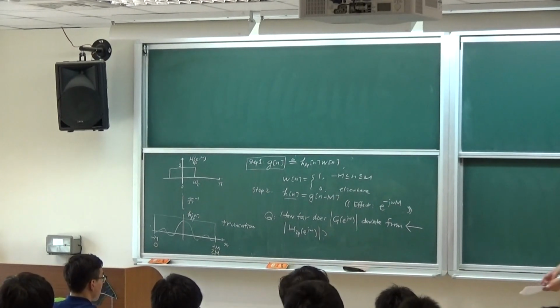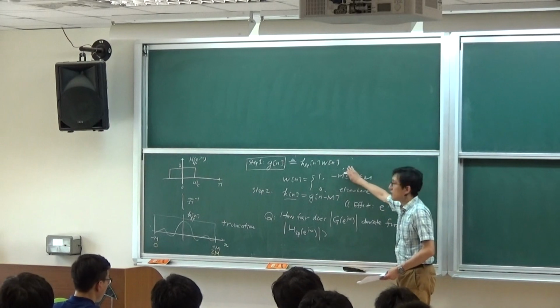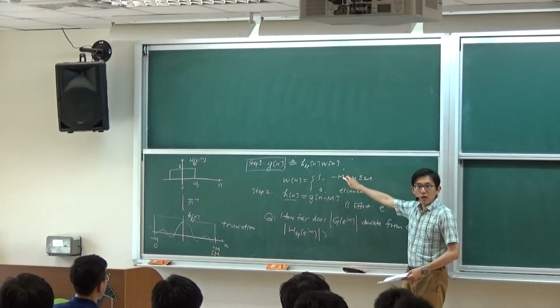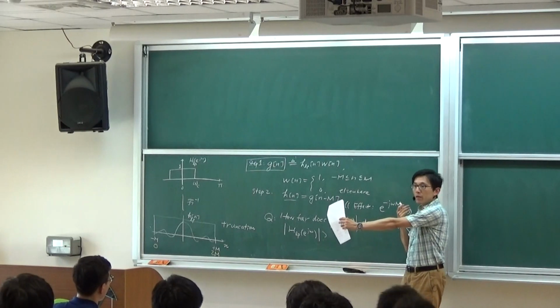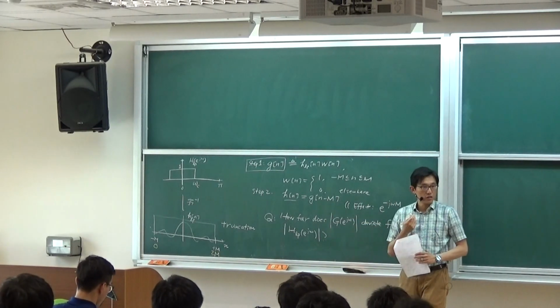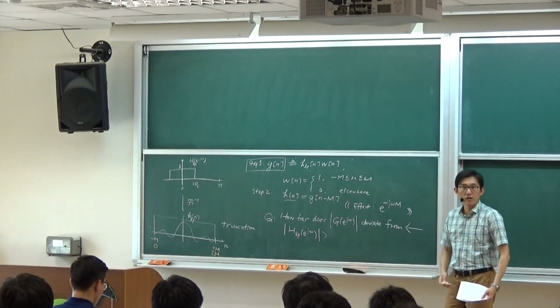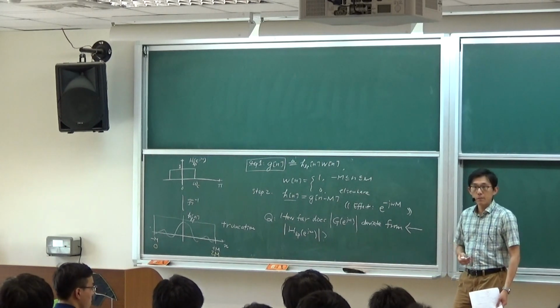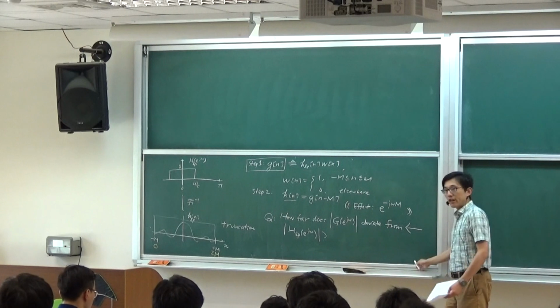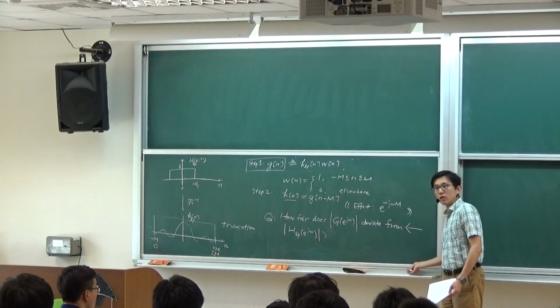Because our design method is very naive. Our design method is to simply multiply the ideal filter with a window function. And naturally, the effect in the frequency domain will be convolution in the frequency domain. Is that clear? Okay, now can we continue?